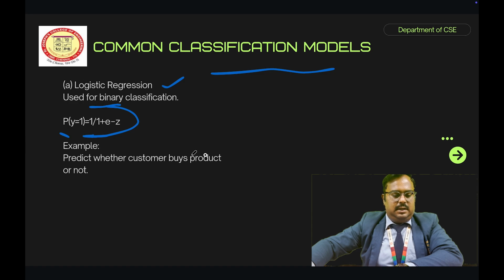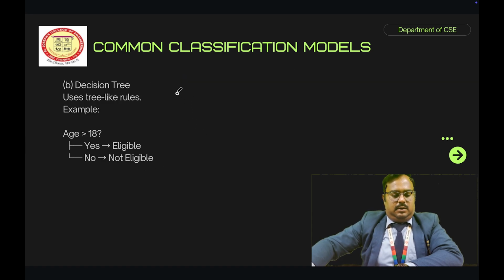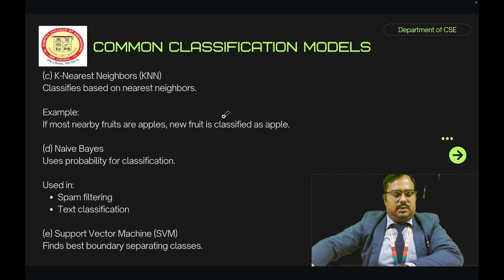So next one is decision tree. A decision tree uses tree-like rules. For example, suppose your age is greater than 18, then you are eligible to vote, otherwise you are not eligible to vote. That is the decision tree. Next one is the KNN algorithm. The KNN algorithm is used to classify based on the nearest neighbors. For example, if most nearby fruits are apples, the new fruit is classified as apple.